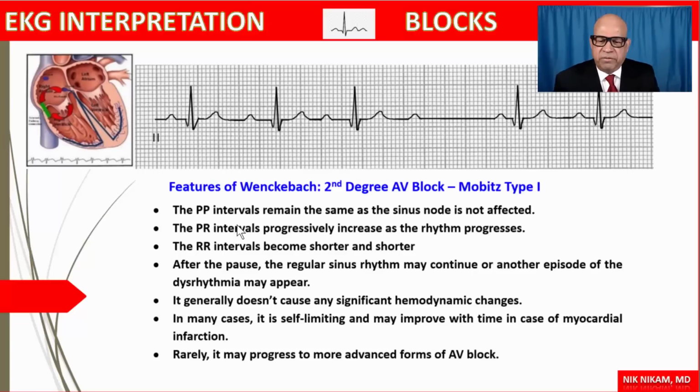There are a lot of important features in Wenckebach second degree AV block Mobitz type 1. If you notice, the P intervals are constant. If the P intervals are constant, that means we are not dealing with a blocked premature atrial beat. So this is part of the sinus rhythm. The second thing that you'll notice is the RR intervals are getting shorter. PR intervals are getting longer and longer before a P wave drops the QRS complex.